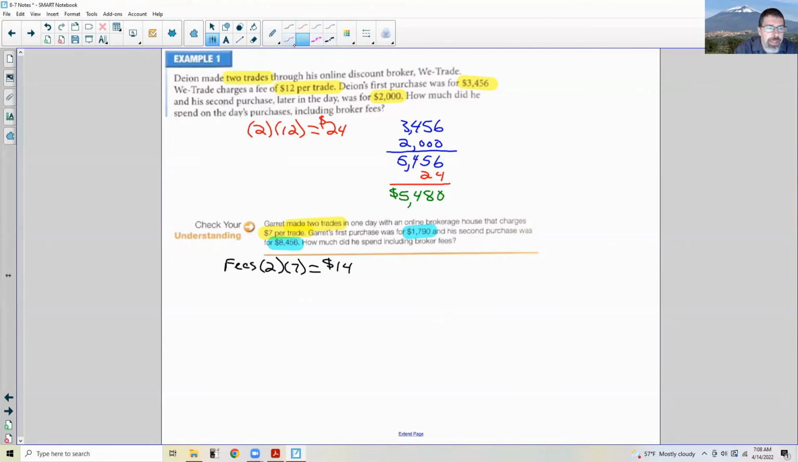Okay, so again, we're going to take $1,790 plus $8,456. I'm going to find out how much he bought in shares first. Okay, so it was $10,246 in stocks with a $14 fee, commissions and fees. The total is $10,260.